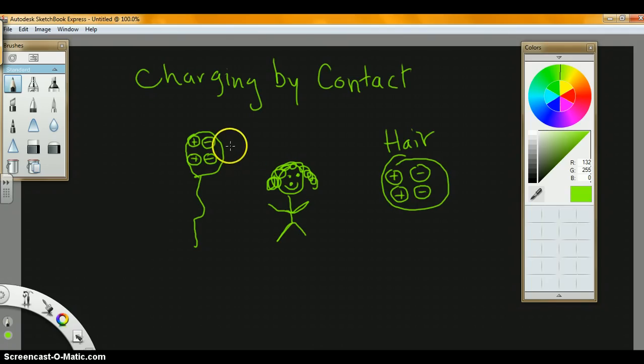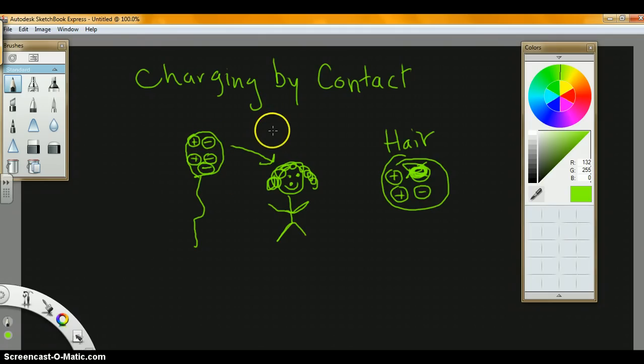But what happens when you take the balloon and rub it on the person's hair? The balloon rubs all over the hair, and it's actually going to steal one of these electrons and gain that electron. Now you have a hair that is missing an electron, so it has a positive electrical charge because it has 2 protons and 1 electron. And you have a balloon that has a negative charge because it has 3 electrons and only 2 protons.